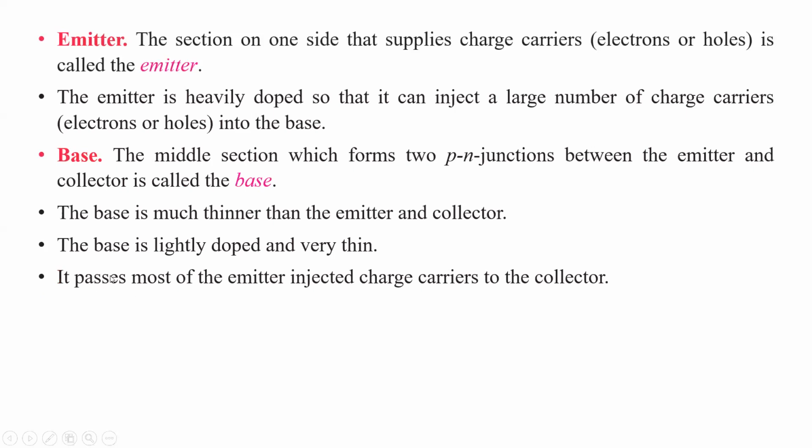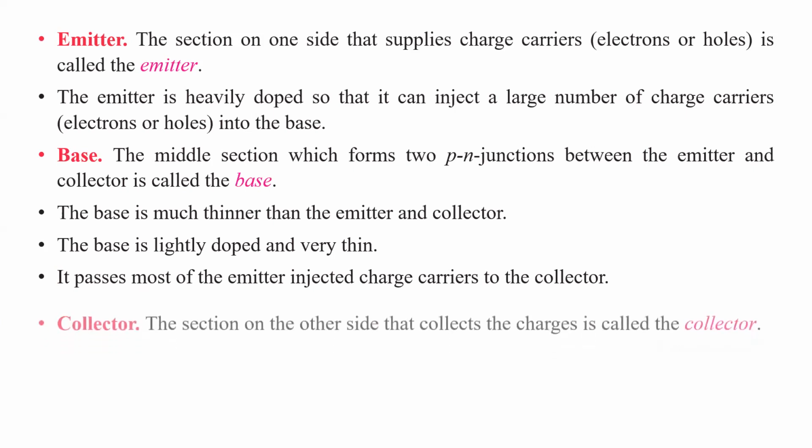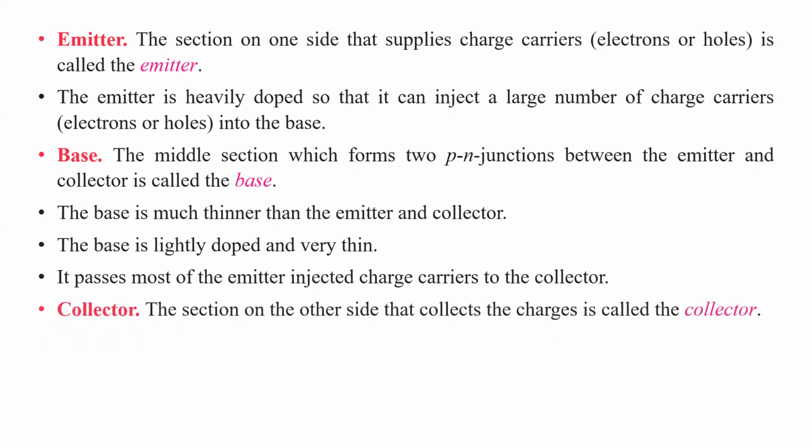So basically this base passes most of the emitter injected charge carriers to the collector. It will not take the charge carriers in it, it just acts like a medium to pass the charge carriers from emitter to collector. That is the middle region called base. The third region is called the collector. So the collector actually collects the charges coming from the emitter.